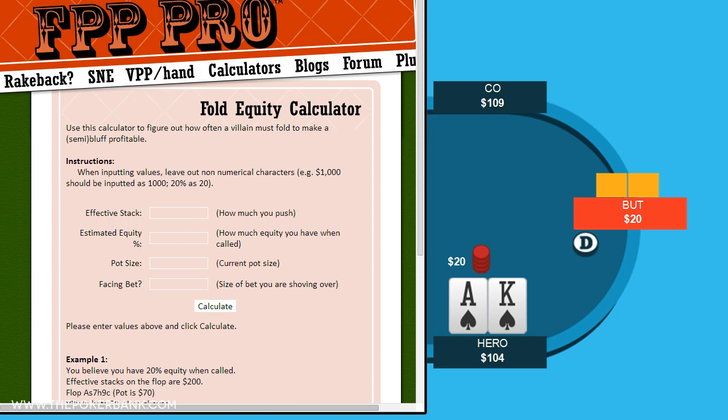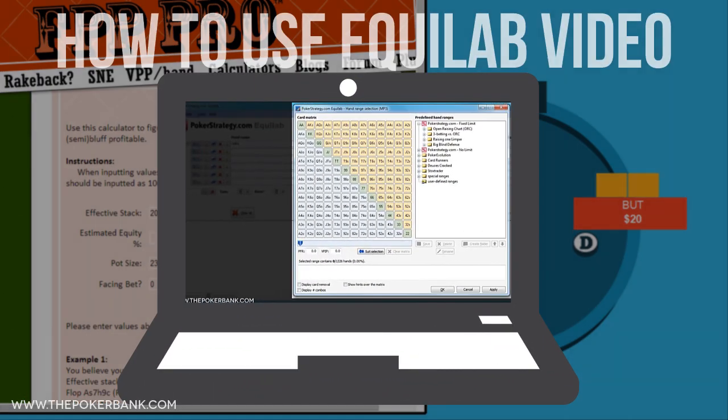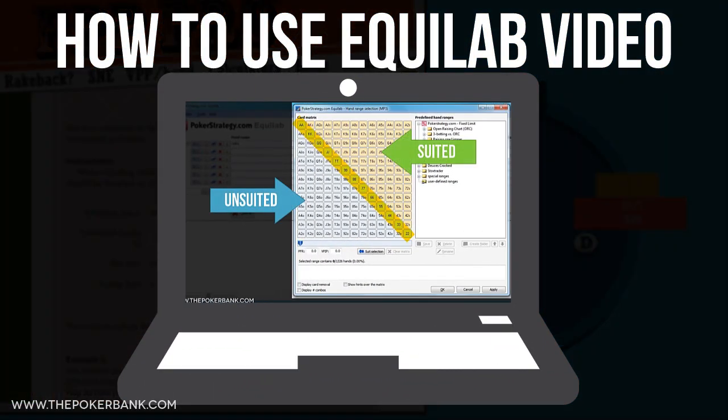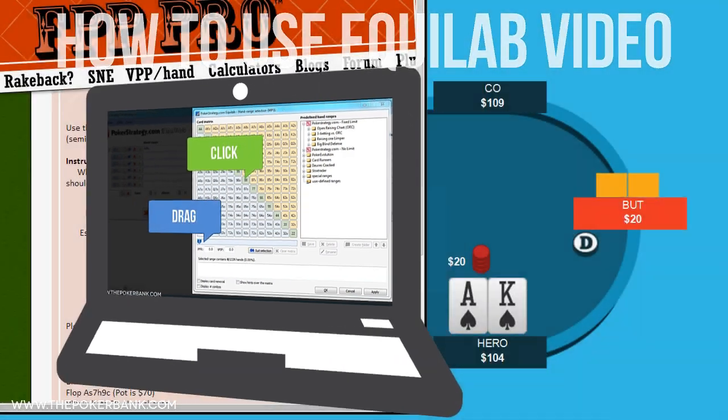We know we're making an effective shove of $20, so we can fill that in. We know the pot size before we shove is $23, so we can fill that in. And we're not facing any bets, so we can plug in $0. The last bit of information that we need is the estimated equity, which we can figure out using a free program like Equilab. If you don't know how to use Equilab, please watch our other Quick Plays video showing you how to use the software.